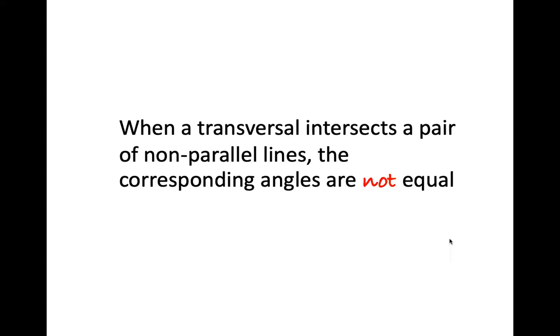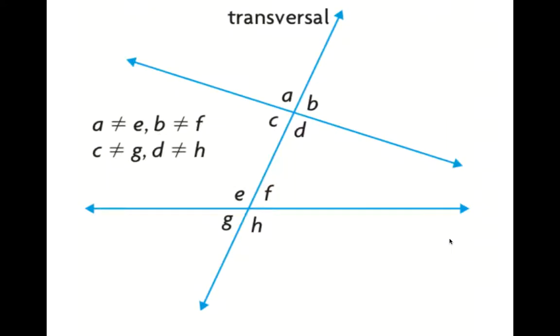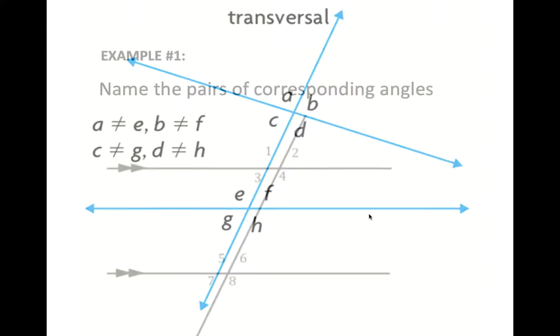And that will help us when we do a little bit of proof, like a very simple proof writing later on. Okay? So with transversals, when the lines are no longer parallel, these angles are no longer equal. We still call them corresponding angles, but they're not equal.